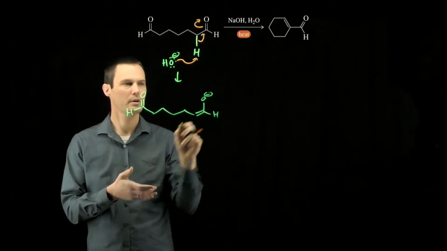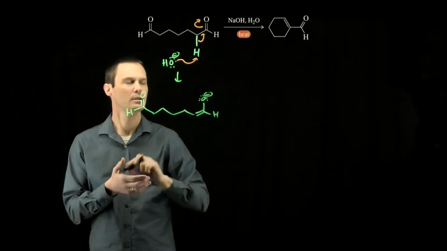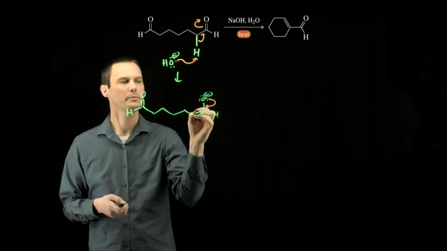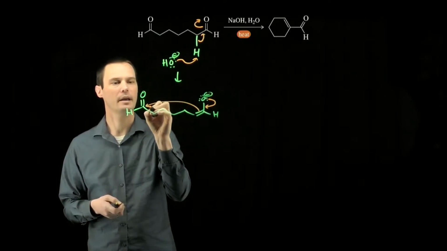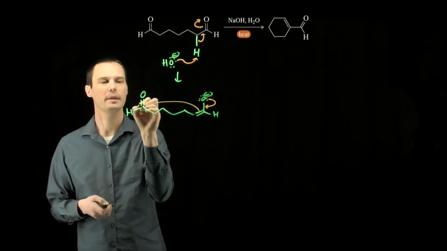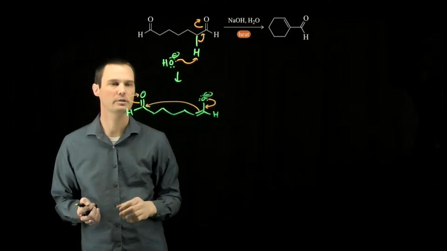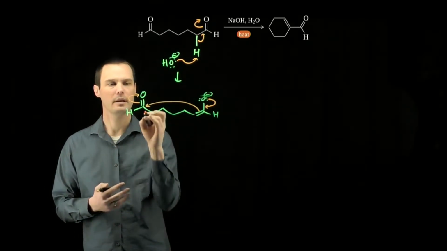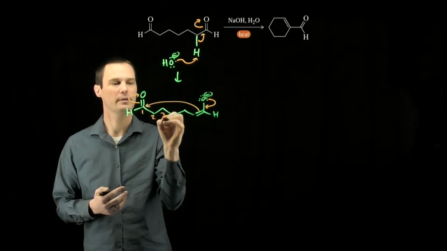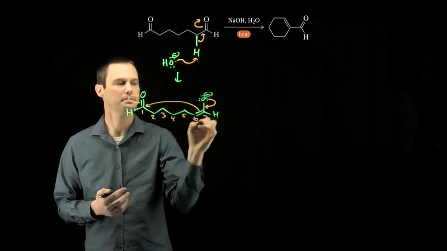So we'll take a lone pair of electrons from oxygen, drop them back down to reform the carbonyl. The enolate carbon can attack the aldehyde carbon on the other side of the molecule. That builds up too much electron density around carbon, so we'll break the carbonyl pi bond and deposit those electrons onto oxygen. Let's go ahead and number these carbons to make sure we get everything in the right place.